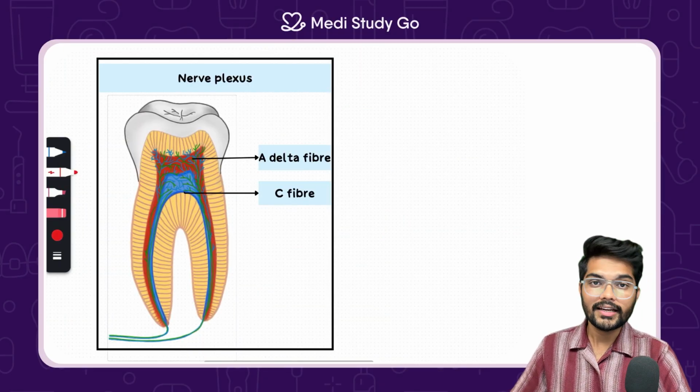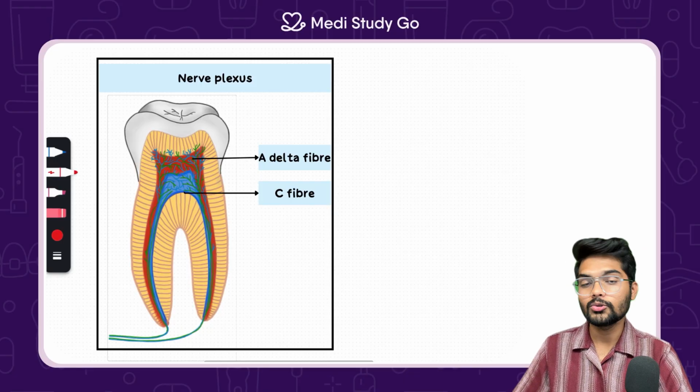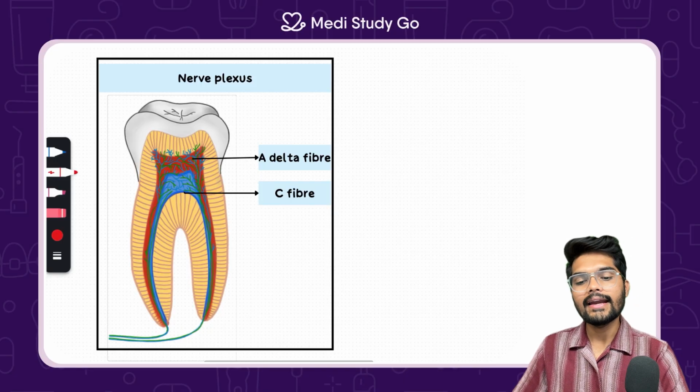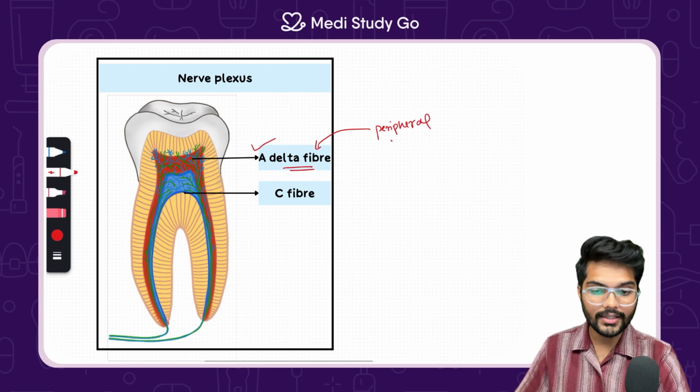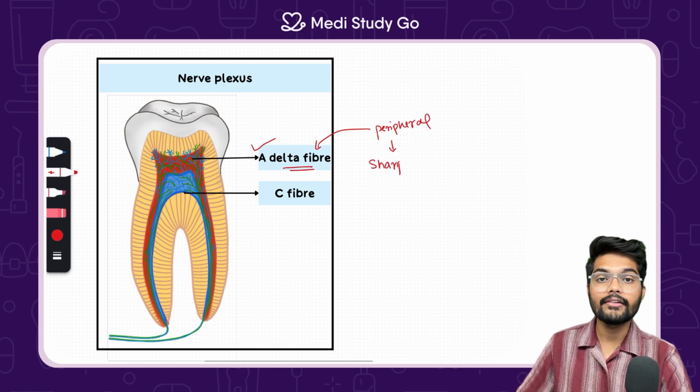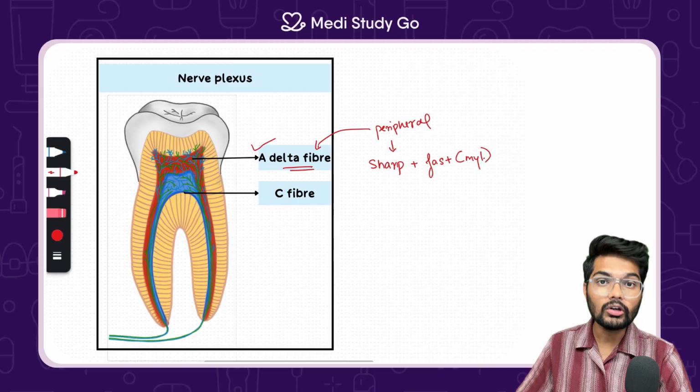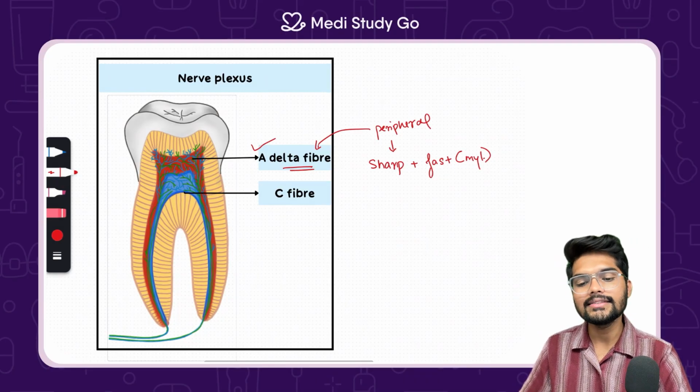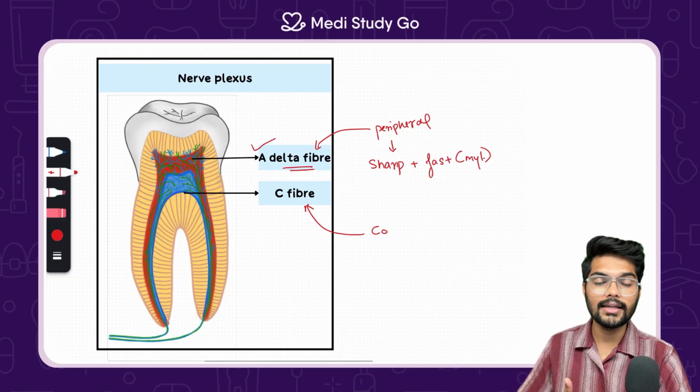Now here we have a diagram which is going to demonstrate to us these two fibers, the A fiber and the C fiber. So the A delta fiber, like we studied, they're going to be placed peripherally. They're going to carry the sharp and fast kind of pain because they are going to be myelinated nerve fibers. On the other hand, C fibers are going to be core fibers or placed centrally.